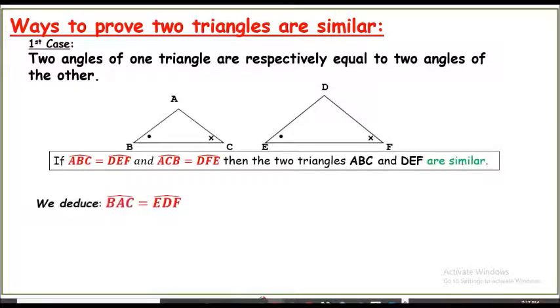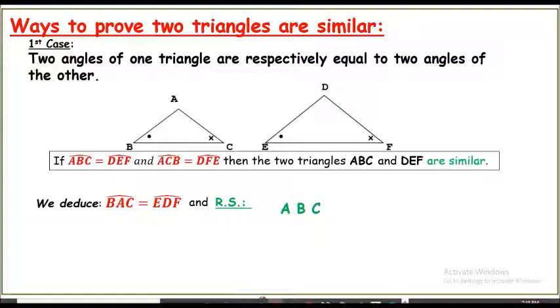Simply we can deduce that the angle BAC is equal to the angle EDF. Now we want to write the ratio of similarity. In order to write the ratio of similarity in a correct way, we have to write first the names of the triangles in a correct method. I have the triangle ABC. How can I write the name of the triangle DEF below it?